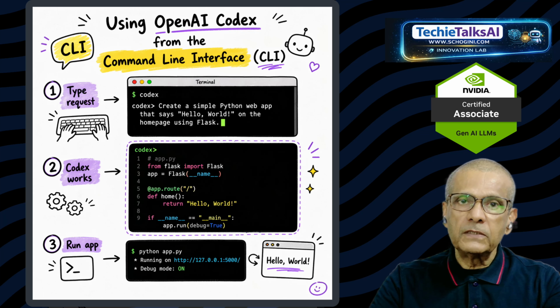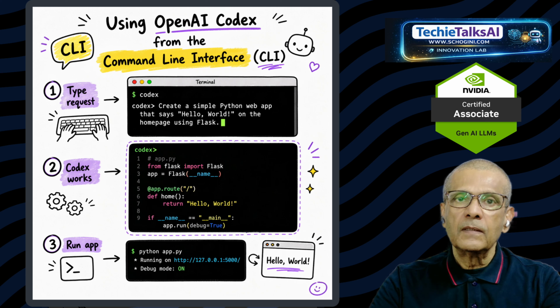Now let's look at the first way to use Codex, the command line interface. For beginners, the CLI may look scary because it is just a blank screen with text. But actually, this is very powerful. You type a command, Codex understands what you want. It can create files, generate code, run tests, and help you build your apps locally within that folder.